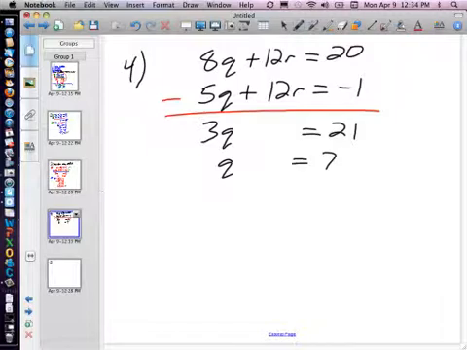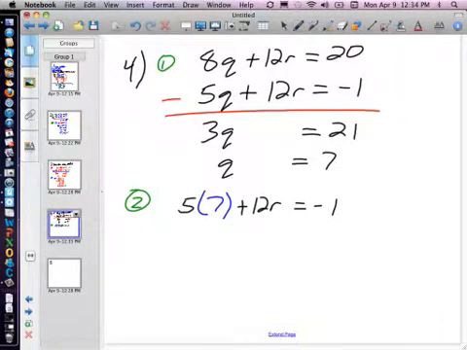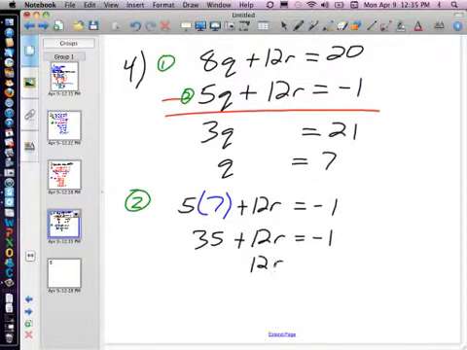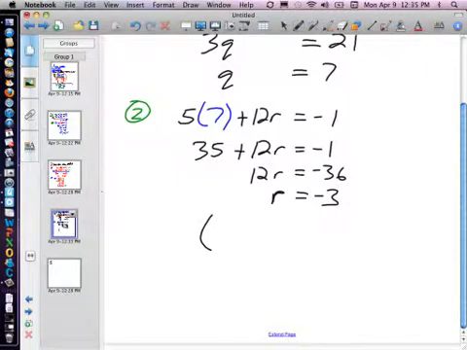Plugging back into one of the previous equations, neither of them look spectacular. Let's try equation 2. So we'll plug in 5 times q, which is 7, plus 12r equals negative 1. Again, we're plugging back into equation 2 here. So 35 plus 12r equals negative 1. Subtracting 35 from both sides. Dividing both sides by 12 gives us negative 3. So again, we think our answer should be, let's see, what's alphabetical? QRS, so 7 comma negative 3.